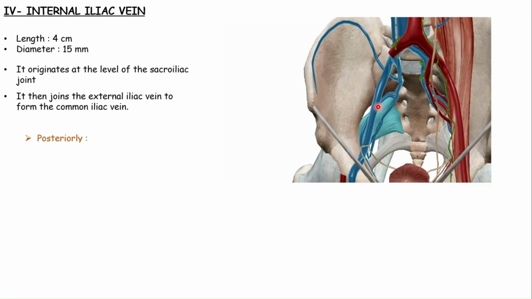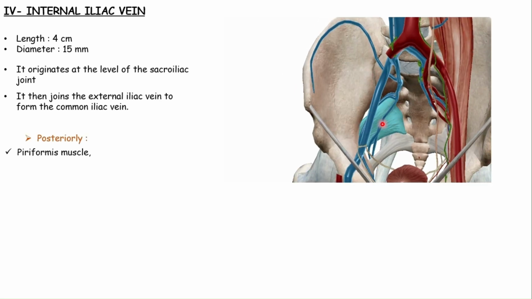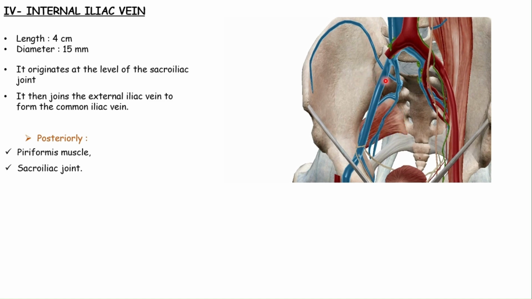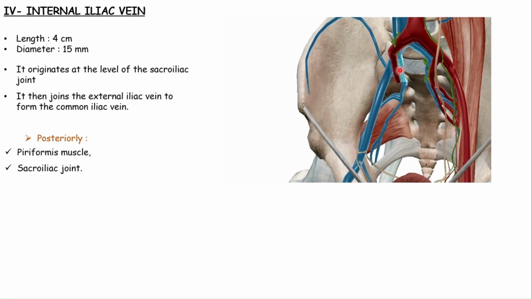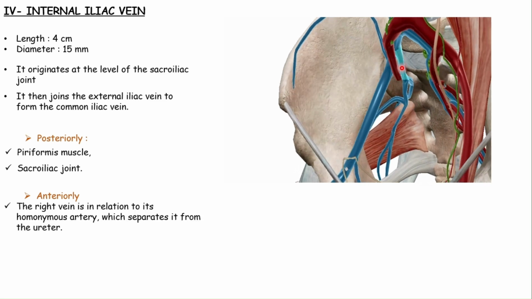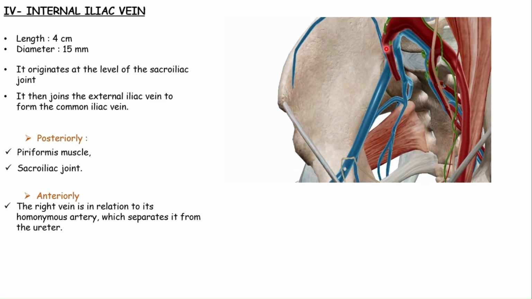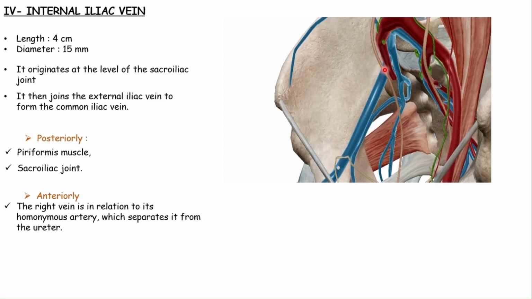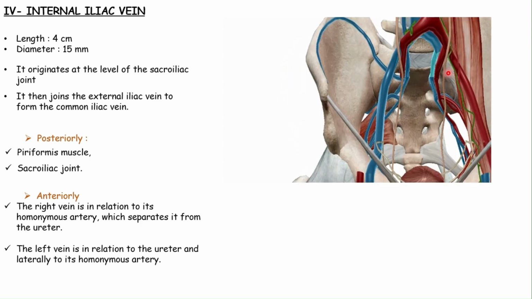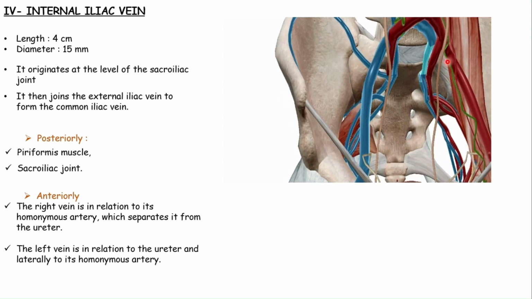Posteriorly, each vein is in relation to the piriformis muscle and the sacroiliac joint. And anteriorly, the right vein is in relation to its homonymous artery, which separates it from the ureter, while the left vein is in relation to the ureter and laterally to its homonymous artery.